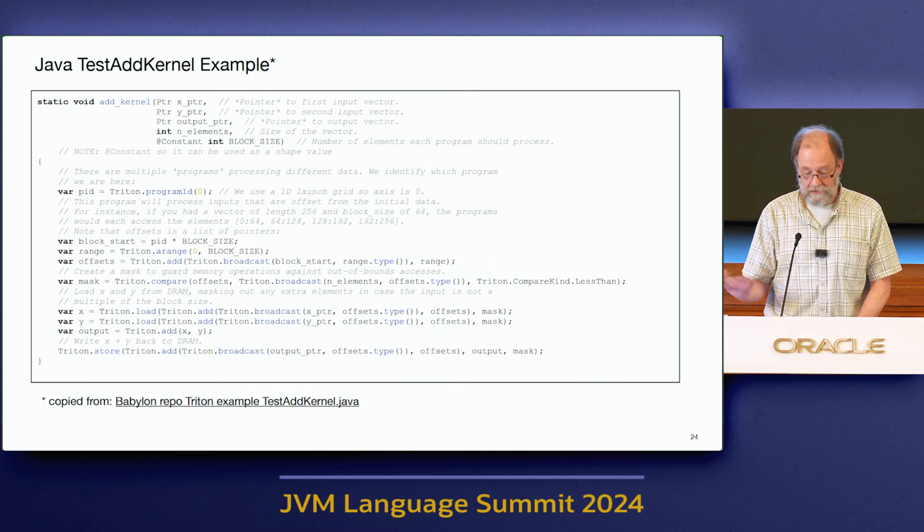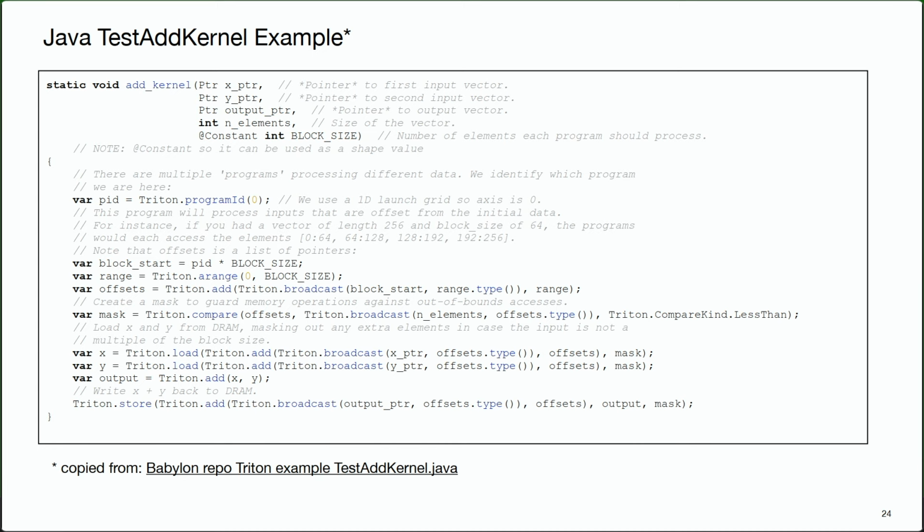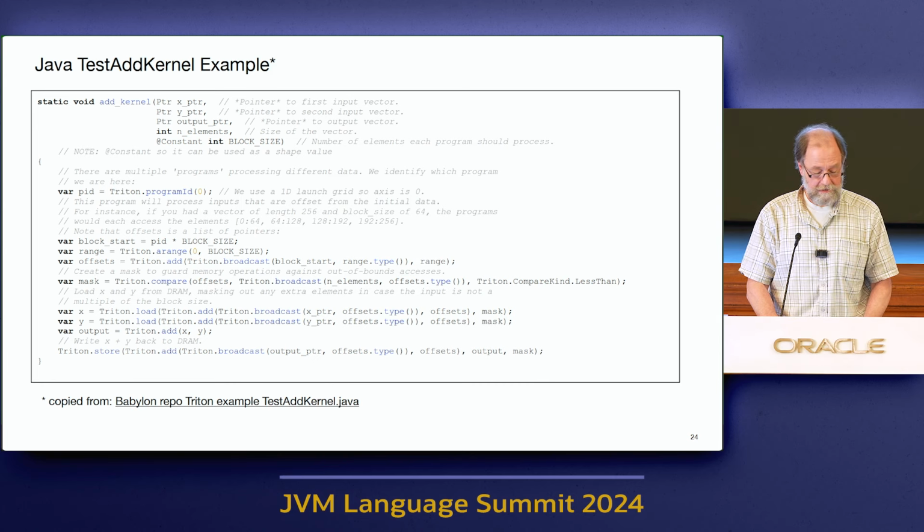I copied this directly from the Babylon repo. This is just a really simple kernel. It's one of the examples in that example directory. Add kernel takes two vectors and just adds them together. I'm using that because, again, it all fits on a slide.